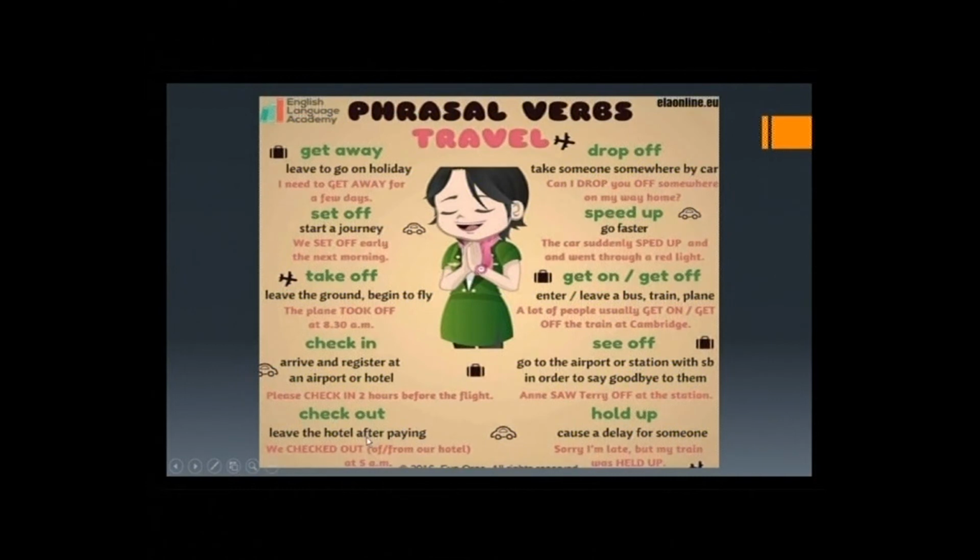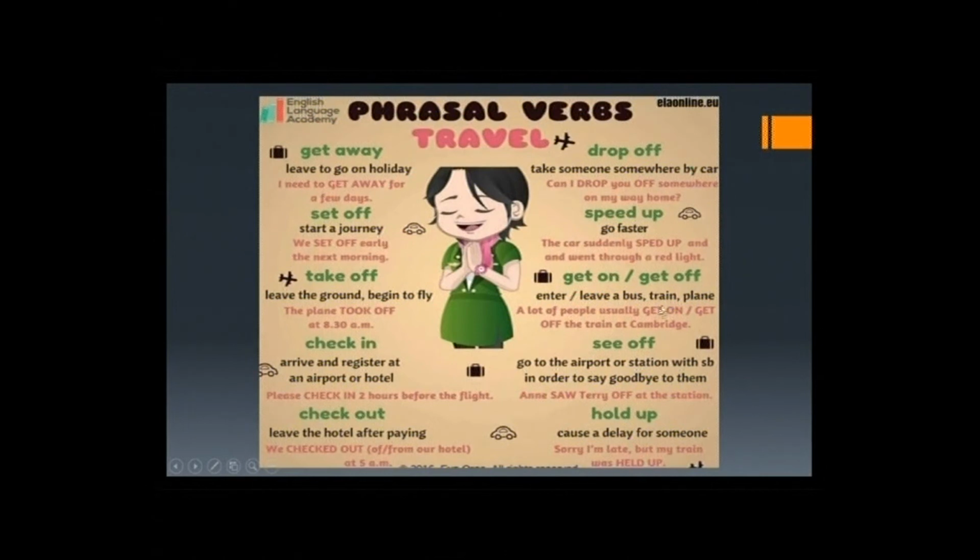Check out is the opposite of check in, when you are leaving. Drop off means take someone somewhere by car. So if your friend or relative is there and you are going to drop him off at the station, it means you are going to drop him off. Speed up, speed shows that go faster. Get on, get off: enter the bus, exit the bus. Get on this bus or get off this bus.